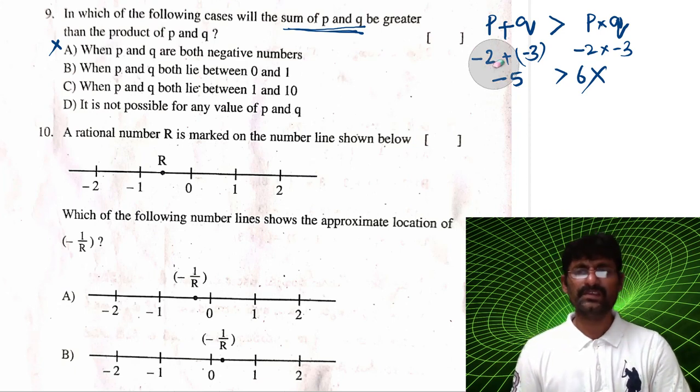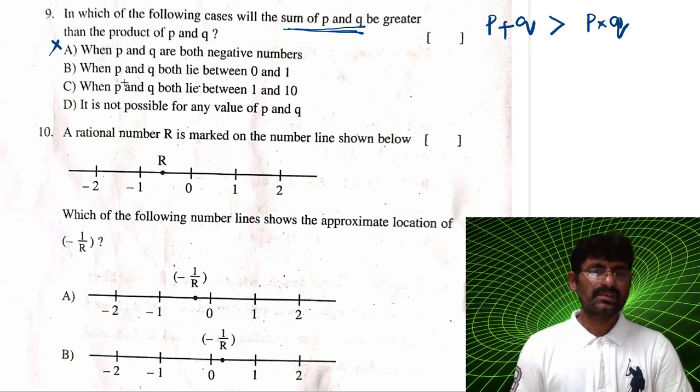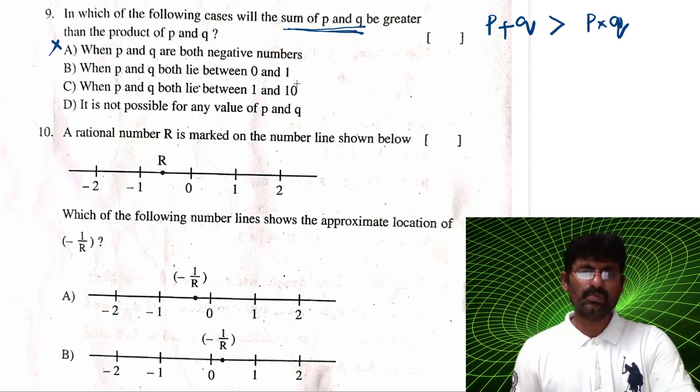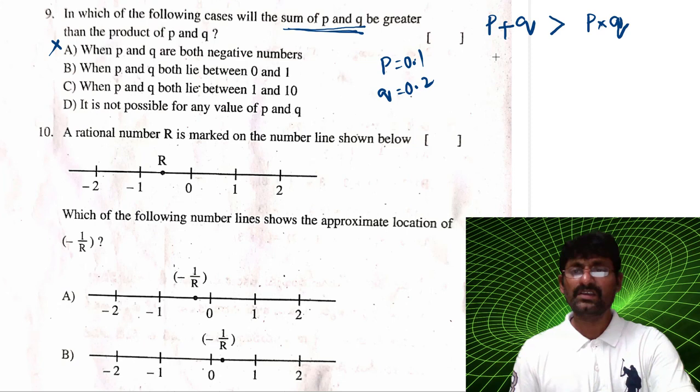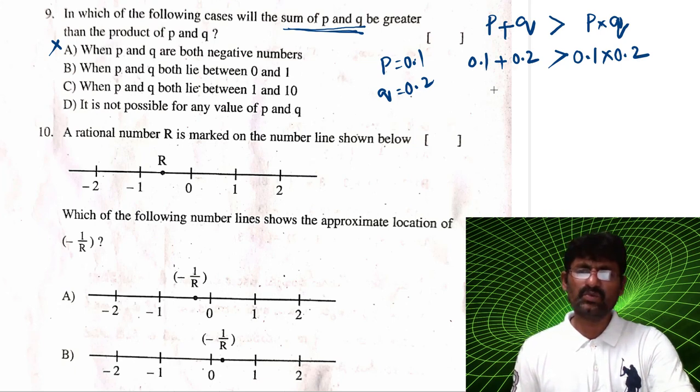Now let us take option B. When P and Q both lie between 0 and 1, you can take P equal to 0.1 and Q equal to 0.2. Now let us check in this case whether this inequality is correct or not. P, 0.1, plus Q, 0.2. So is it greater than P times Q, that means 0.1 times 0.2? 0.1 plus 0.2 is nothing but 0.3. So this is greater than 0.1 times 0.2.